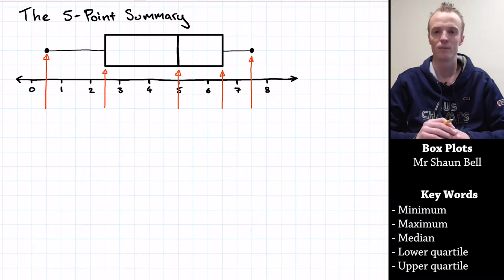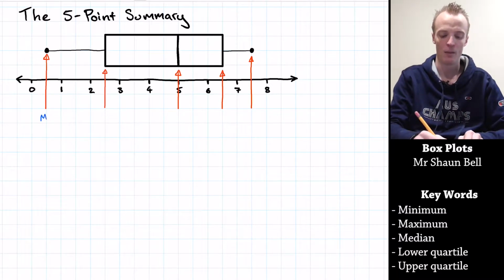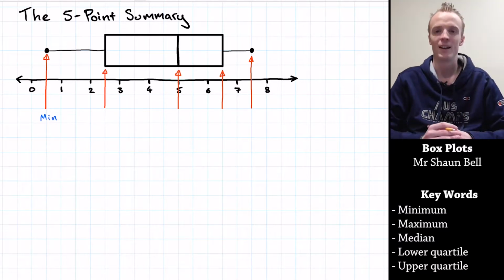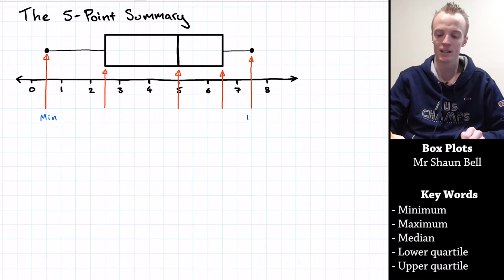Now the first piece of information we can read from a box plot is the minimum value, which is located at the leftmost dot. We call that the minimum. And just like the minimum, the maximum can be found at the end of the whisker, but this time all the way to the right. So the maximum is the last dot that we can see.